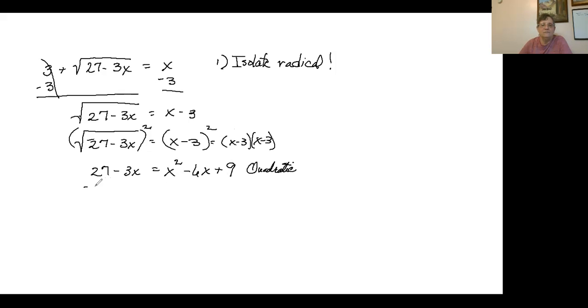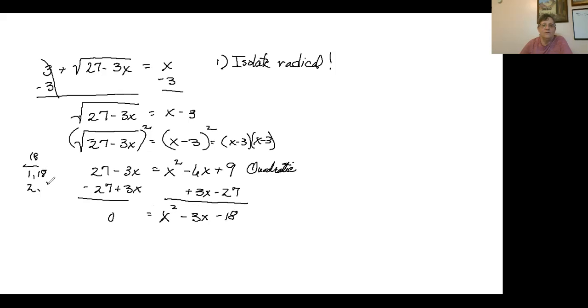So I need to set it equal to 0. So subtract 27, add 3x. That'll give me my 0. Let's see, x squared minus 3x minus 18. Factors of 18, been here before. Want the factors that subtract to give 3. So that would be the 3 and the 6. So x and x, 3 and 6. To get a negative 3 out of this, it's got to be a negative 6 and a positive 3. So I'm going to end up with x is a negative 3 or x is a positive 6.